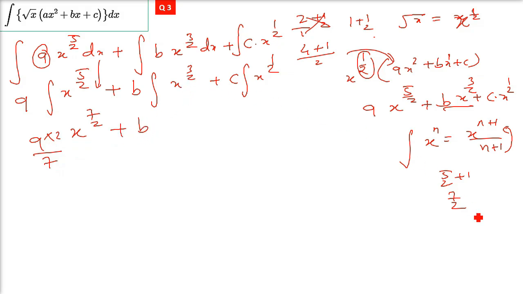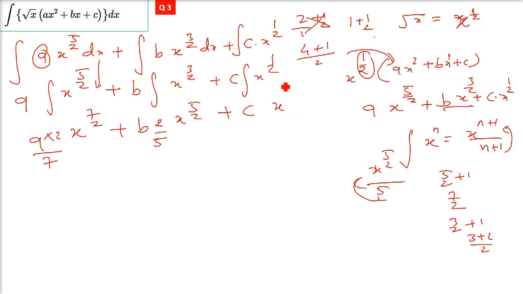x raised 3 by 2. 3 by 2 plus 1, that is 3 plus 2 by 2. So x to the power 5 by 2, and in the denominator we have 5 by 2, and this goes up, it will be 2 by 5. Now this one, x to the power half plus 1 is x^(3/2). 3 by 2 in the denominator goes up, it will be 2 by 3.